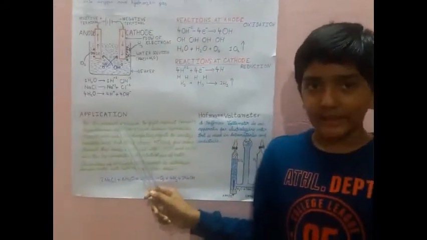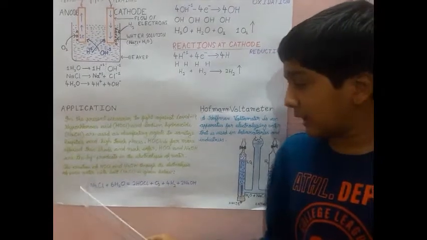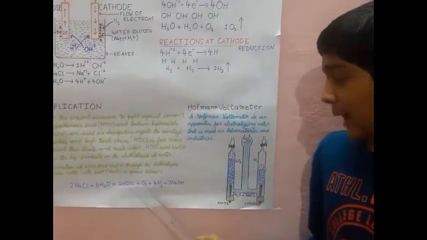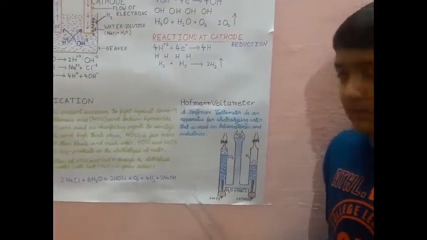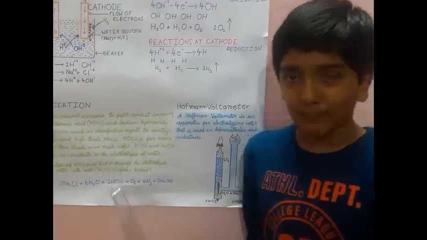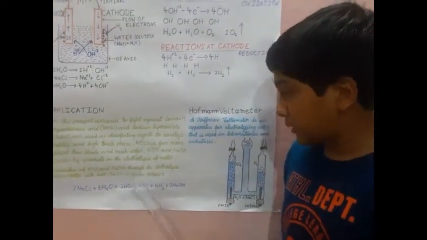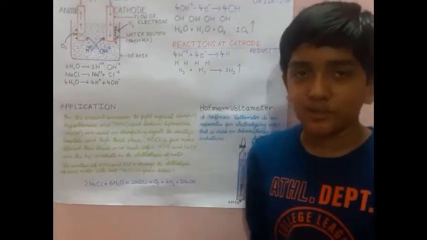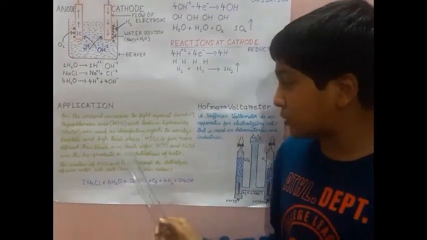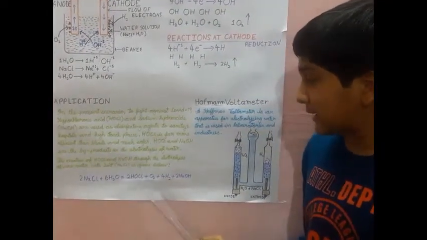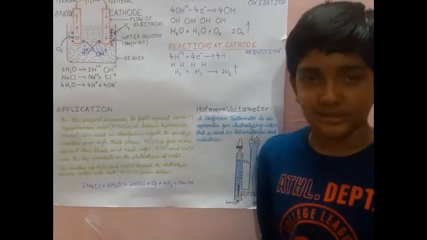Now we will see the application. In the electrolysis of water, the hypochlorous acid and sodium hydroxide are produced as byproducts. So these can be used as disinfecting agents to sanitize hospitals and high-touch places. Hypochlorous acid is far more efficient than bleach and much safer.